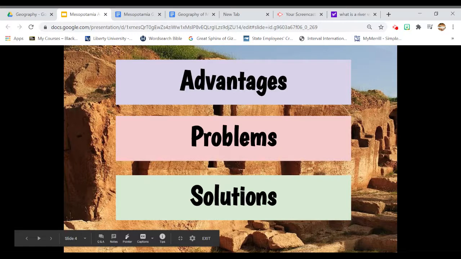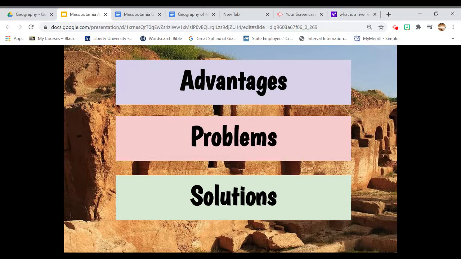We're going to be reading an article about how the geography of Mesopotamia affects the people that live there today. And as we read the article, I want you to be looking for 3 different things. I want you to be thinking about the advantages of this place, of why it's a good place to live, the problems with this place, why it's a bad place to live, and solutions that people make in order to help them survive better in this place.